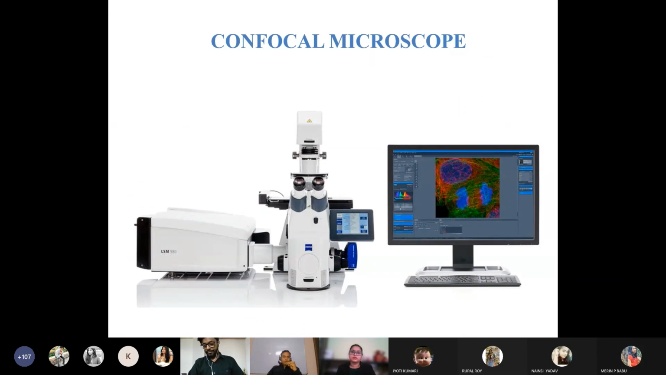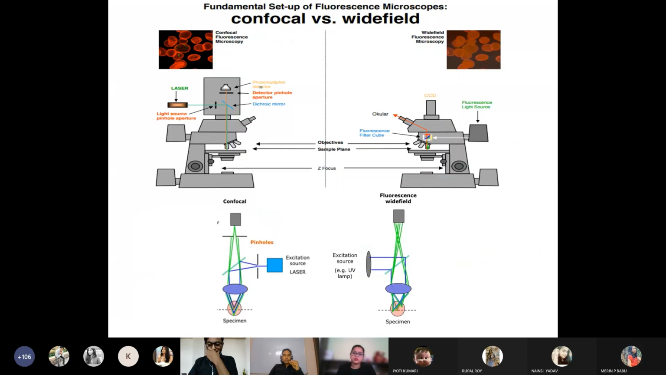So let's move on to confocal microscope. So this confocal microscope may be an answer to our problems. Okay, so this is how the confocal microscope looks like. Today's microscopes are not only a binocular microscope where you just look at these cells and leave it. You need to capture the image. So these images are very, very important for the studies.